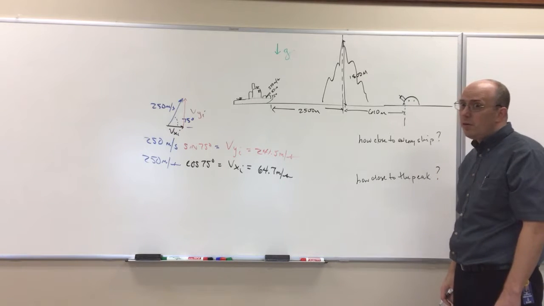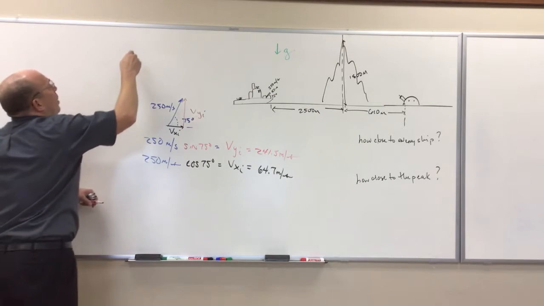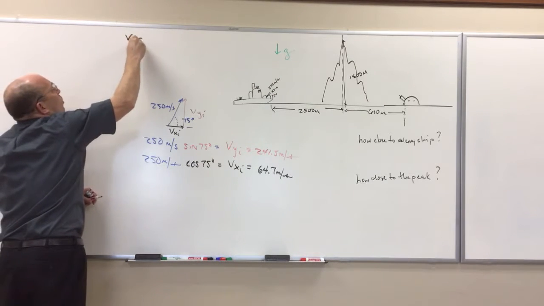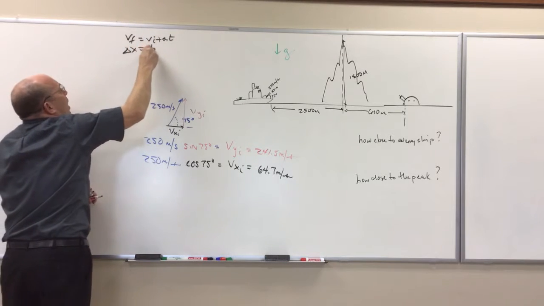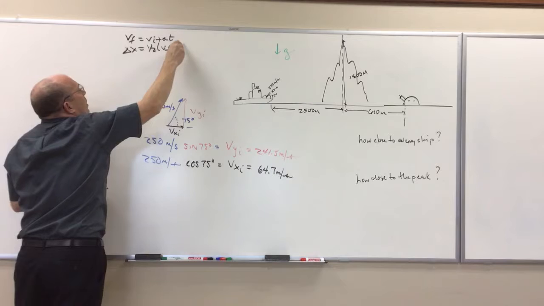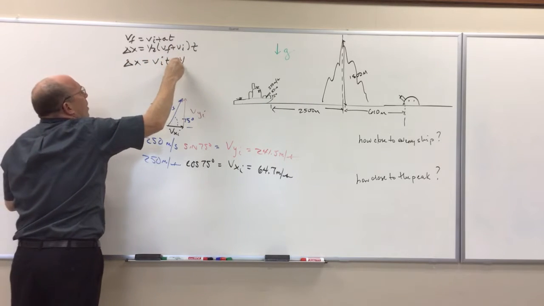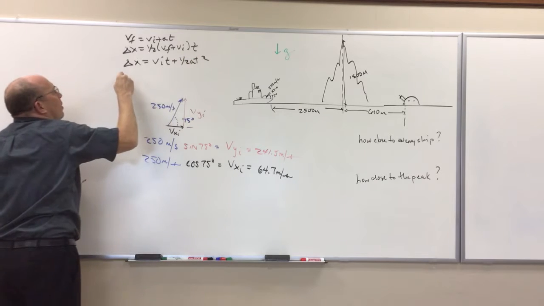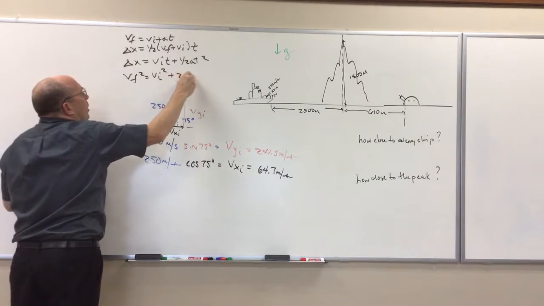I think we could. We had four equations we worked with. What were they? Vf is equal to Vi plus At. Delta x is equal to 1/2 of Vf plus Vi times t. Delta x is equal to Vit plus 1/2 At squared. And Vf squared is equal to Vi squared plus 2A delta x.